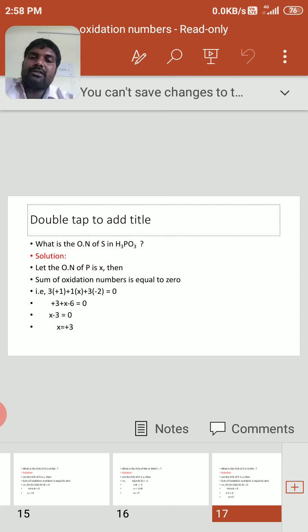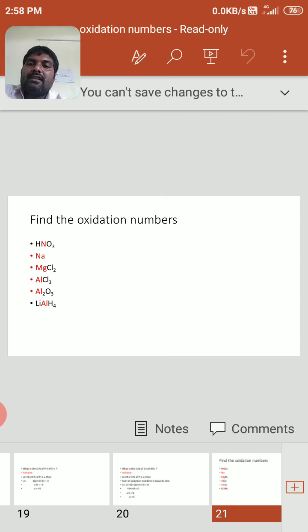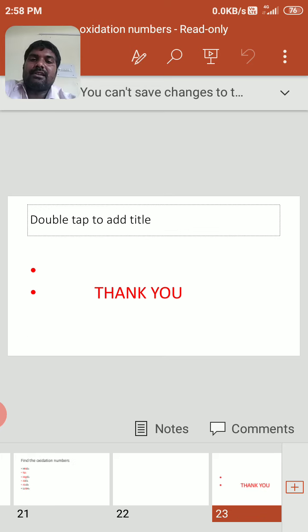Here H3PO3 and H3PO4, like this we can easily calculate. And here are some homework problems for you. For the red colored letters we have to calculate the oxidation number, and practice all these problems. Find the oxidation numbers of nitrogen in HNO3, sodium, magnesium in magnesium chloride, aluminum in aluminum trichloride, alumina, and lithium aluminum hydride. Okay, right, thank you.